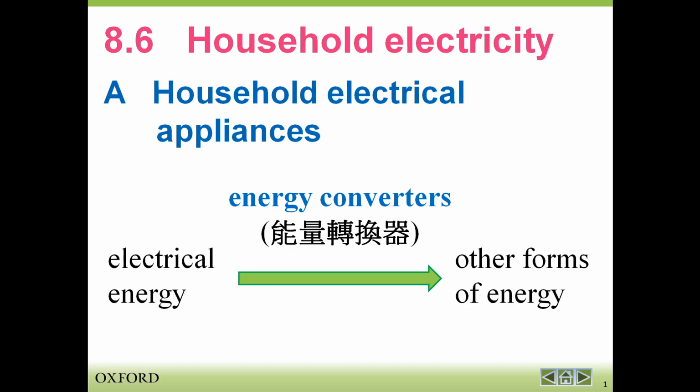Let's revise the 7 forms of energy. Do you still remember, you learned from Form 1? The first one is thermal energy. For example, humans can produce heat, so we can produce thermal energy.